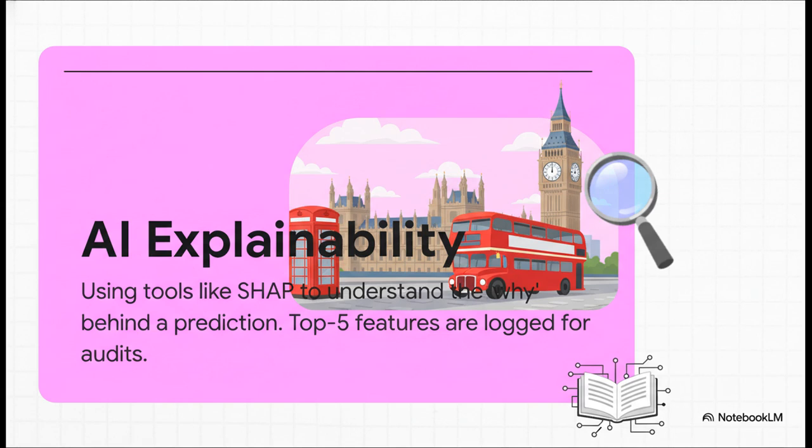It's not enough for your model to be right. You have to be able to prove why it made a certain call. So for every single prediction, the team uses tools like SHAP to log the top 5 most important features. This creates a bulletproof audit trail. When regulators or stakeholders ask questions, you have the answers ready to go.